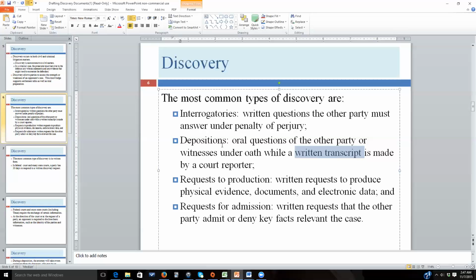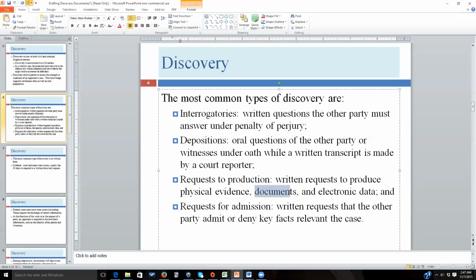Generally how it works. Then there are also things called requests for production. Many times requests for production are paired with interrogatories. Interrogatories are just questions, but let's say you have a question: describe all the documents that you have that would be relevant on this issue. Well, then very likely you'd want to pair it with a request for production saying, produce all those documents that you mentioned in interrogatory 17.